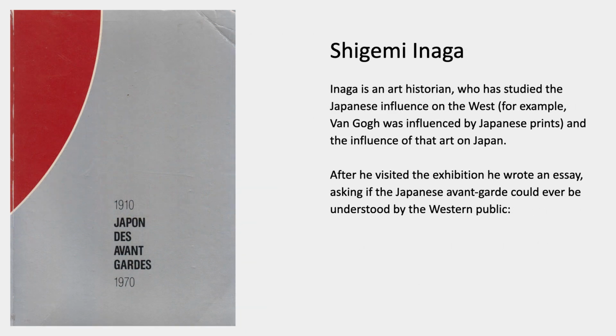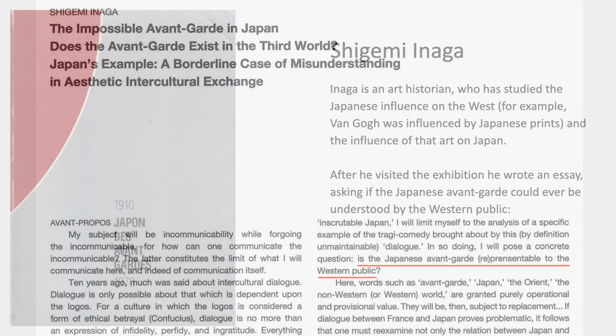There's a really interesting Japanese historian named Shigemi Inaga who specializes in the Japanese influence on the West, like the way that Van Gogh was influenced by Japanese prints, and then the influence in Japan of the West, in other words, the echoes in Japan of people like Van Gogh. So he's a specialist in complicated cultural transactions. He visited that exhibition in the Pompidou Center, and afterwards he wrote an essay asking if the Japanese avant-garde could ever be understood by the Western public.